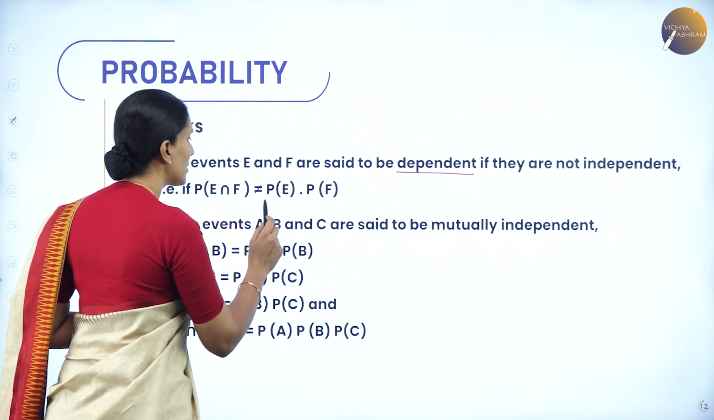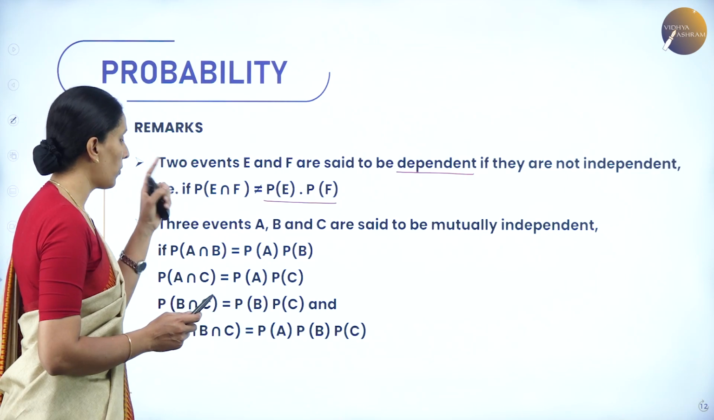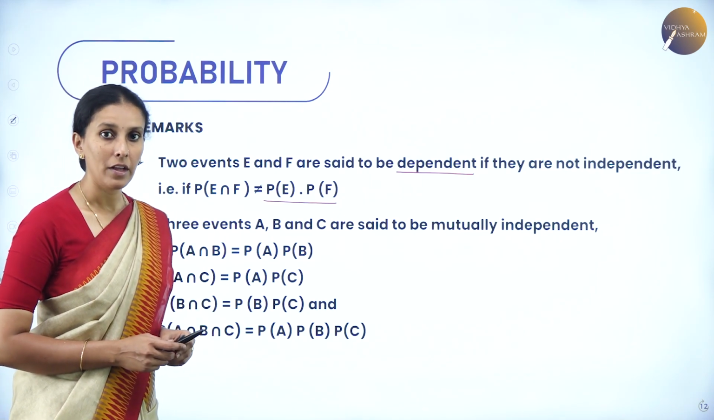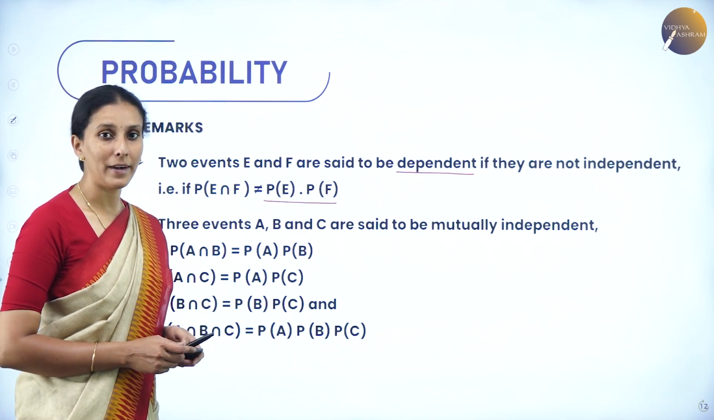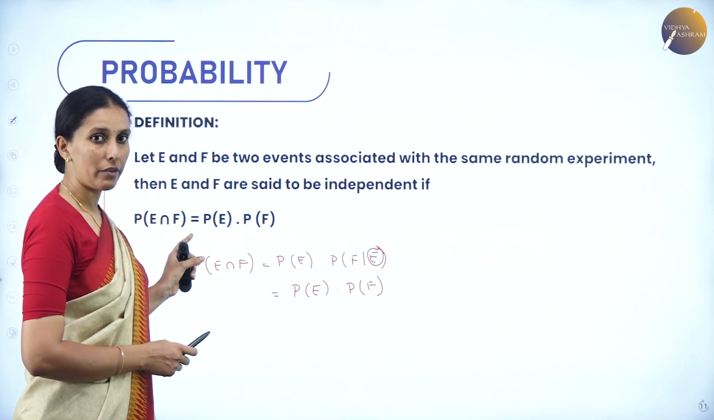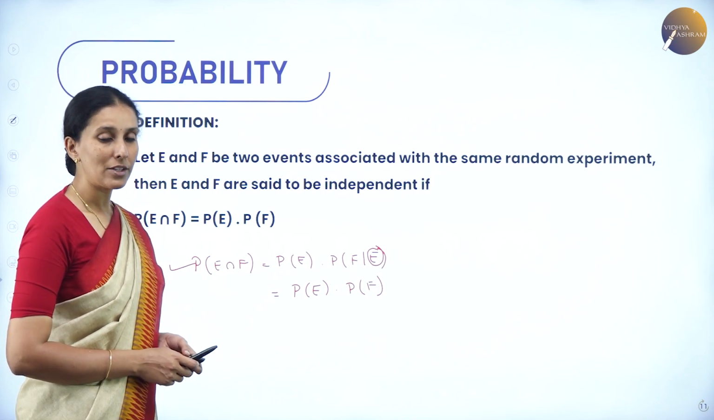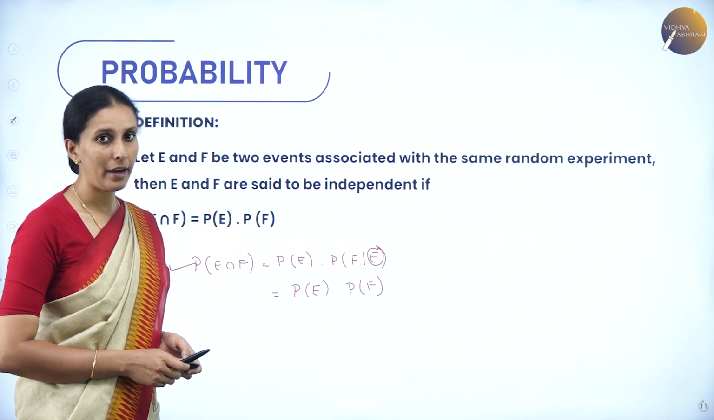So, if the product of their respective probabilities is not equal to the probability of E intersection F, then we say that they are dependent events. Thus, we say that the simultaneous occurrence of the two events is the same as the product of their probabilities. So, such events are called independent events.